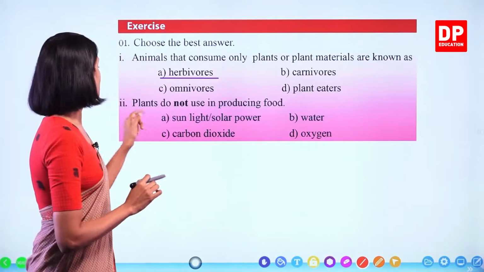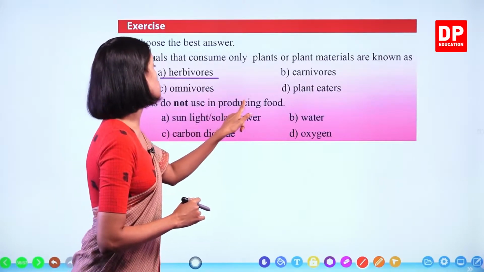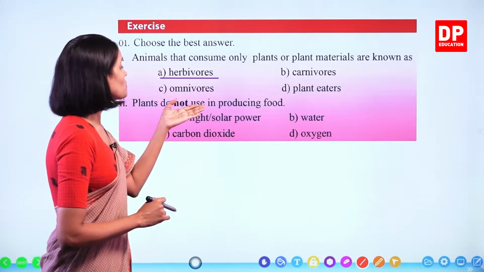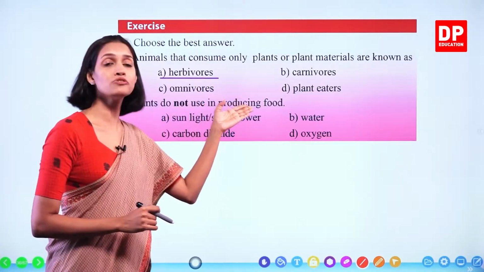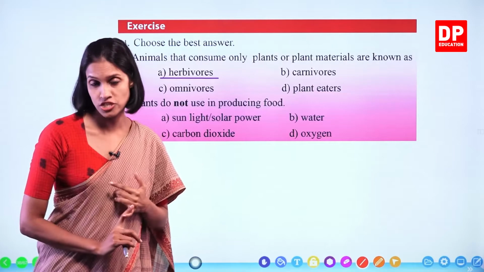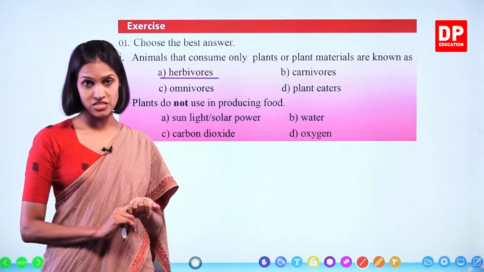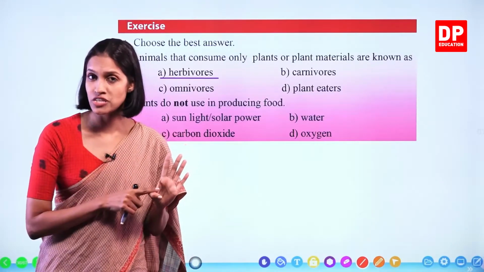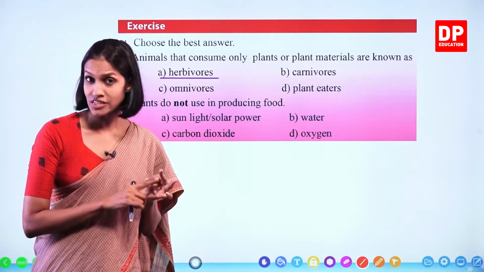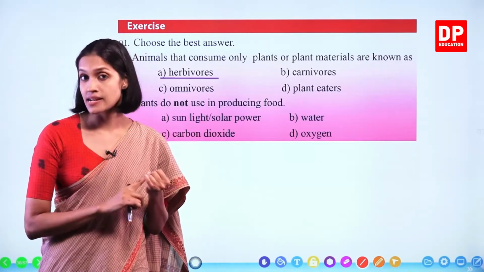Right. Number 2. Plants do not use in producing food. So what is the term given to this process, children? Producing food is known as photosynthesis. Do you remember what are the 4 factors affecting photosynthesis or 4 factors needed for photosynthesis? Carbon dioxide gas, water present in the soil, chlorophyll and sunlight.